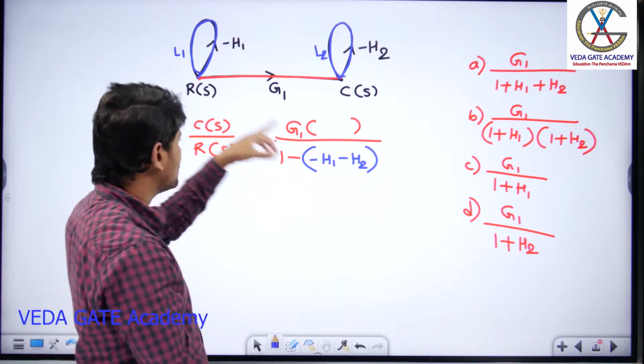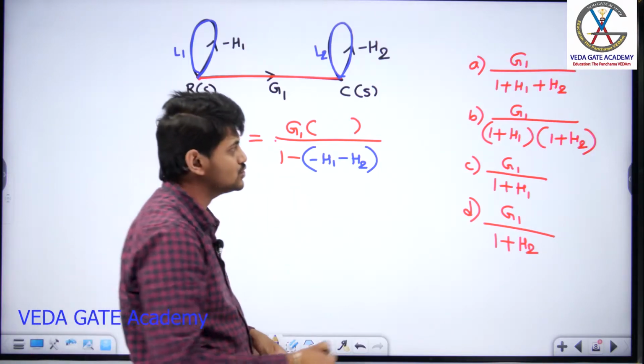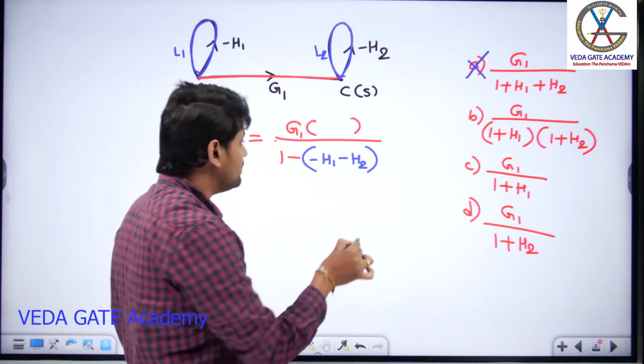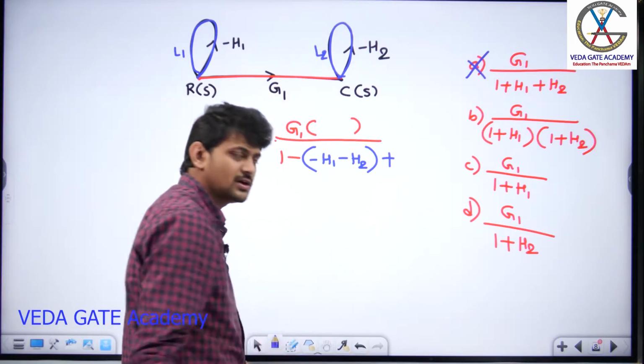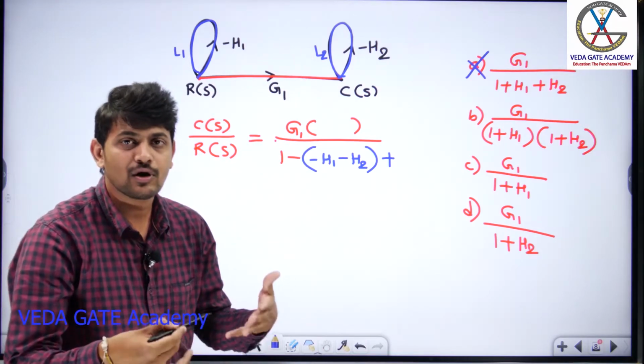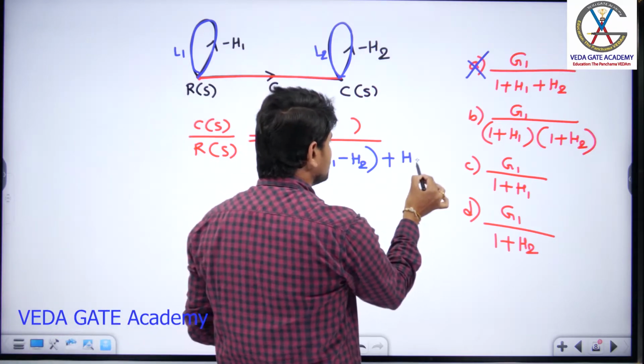If you do not write the two non-touching loops, the answer becomes G1 divided by 1 plus H1 plus H2. So this is the first option, which is actually wrong. You need to be careful about two non-touching loops. If you identify, L1 and L2 are both non-touching. You need to multiply the product of those two non-touching combinations. Minus H1 into minus H2 becomes H1 into H2.